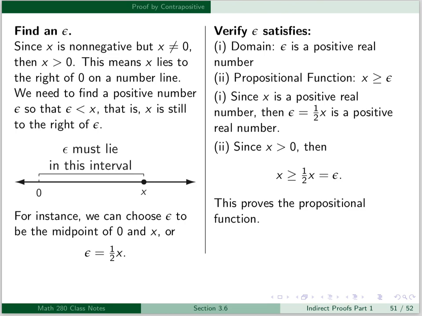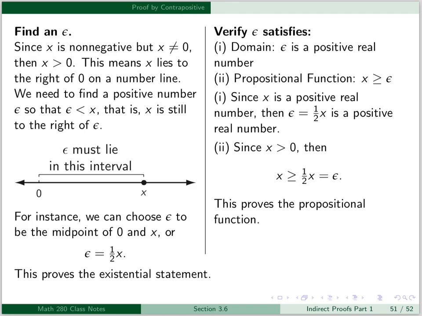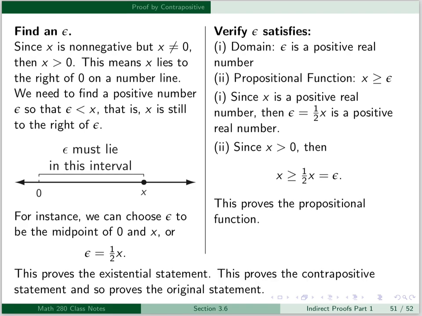For the propositional function, we know that since x is greater than 0, then x is going to be greater than or equal to 1/2 x, which is our choice of epsilon. So our propositional function, x is greater than or equal to epsilon, is satisfied. So this proves our existential statement, which proves the contrapositive statement, and so proves the original statement.